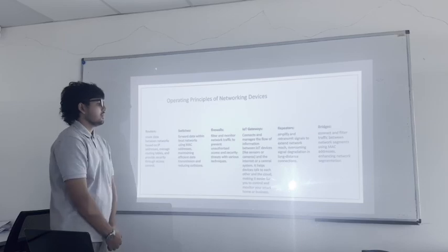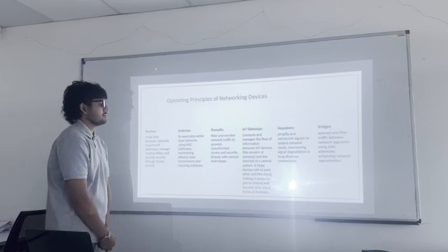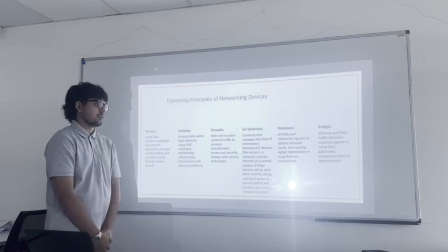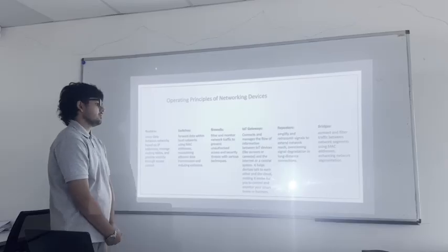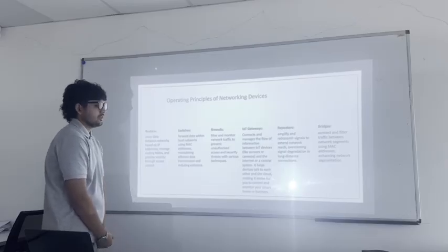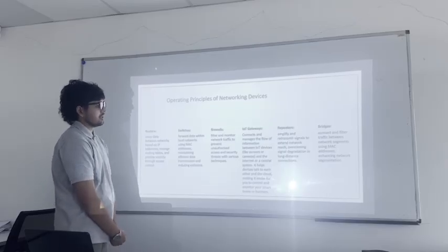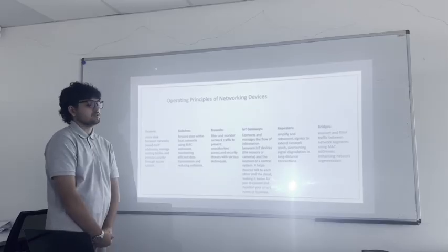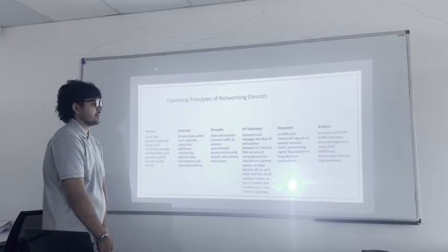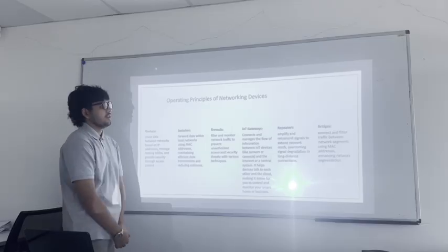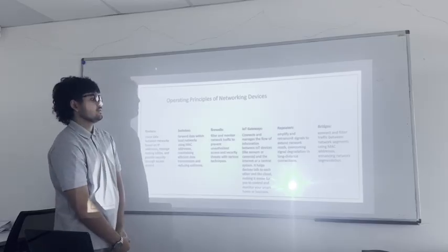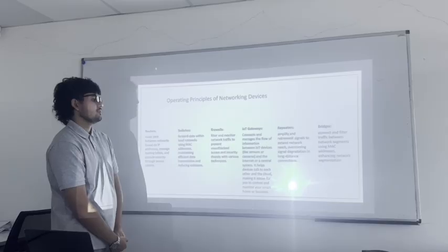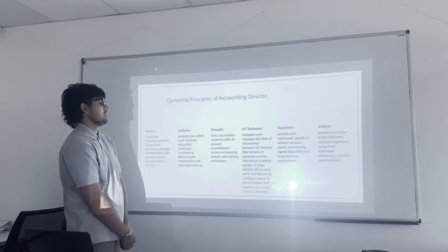IoT gateways connect and manage the flow of information between the IoT devices, like sensors or cameras, and the internet or central system. Repeaters amplify and retransmit signals to extend networks, overcoming signal degradation and long-distance connections. And bridges. Bridges connect and filter traffic between network segments using MAC addresses, enhancing network segmentation.